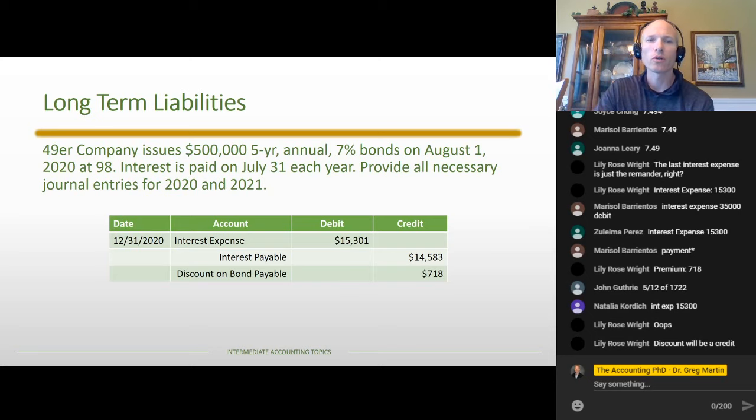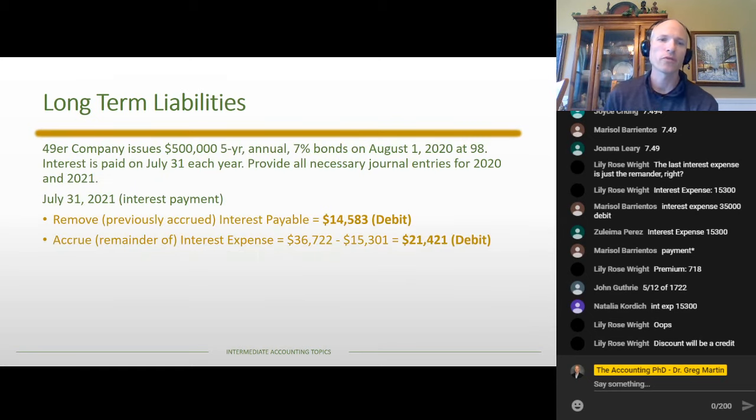All right, so now the next journal entry is July 31st, 2021, and this is going to be recording the interest payment. Now, I gave you a couple here. You do need to remove the previously accrued interest payable, so you're going to get rid of that through a debit of 14,583. You also need to accrue the remainder of the interest expense. So the total interest expense for the year was 36,722, and so we need to subtract the 15,301, and so that interest expense is $21,421.